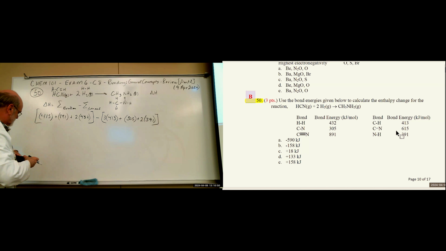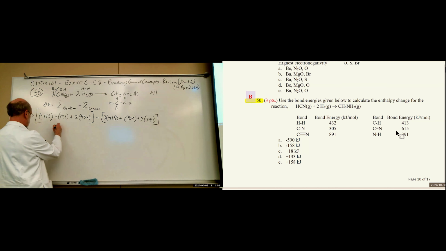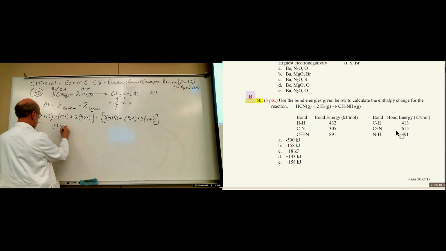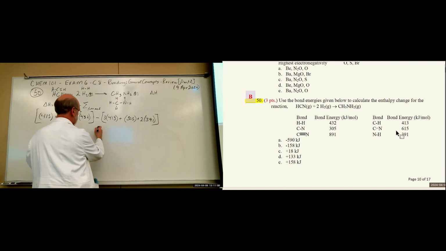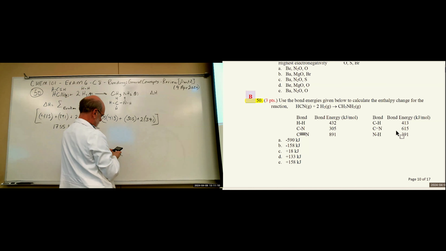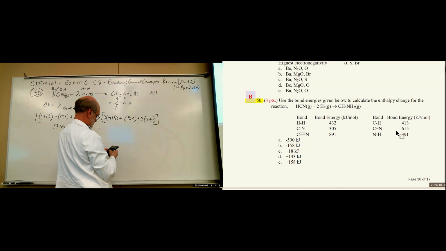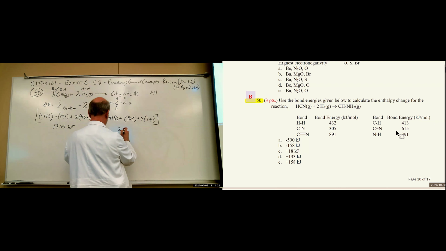There we go. All right. 413 and 891 and 2 times 432 plus. So this is 1755 kilojoules. And we're subtracting 413 times 3 plus 305, plus 391 times 2. Put that together. This is 2326. Is that what you got?